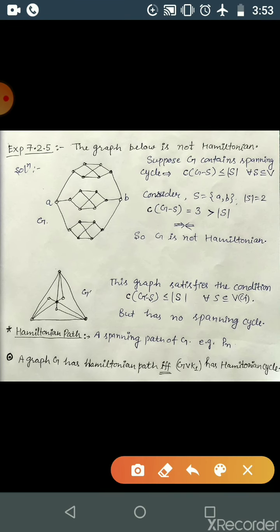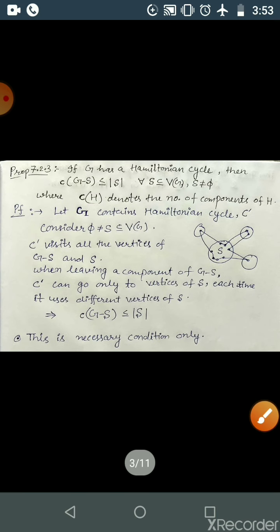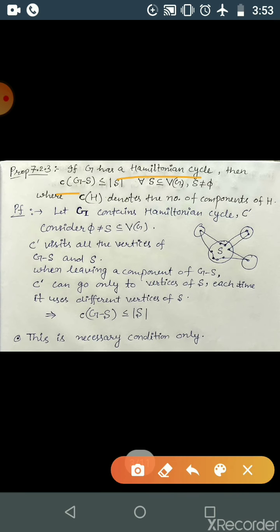You have to determine whether this graph is Hamiltonian or not, and actually this is not. This graph is not Hamiltonian. Suppose this is Hamiltonian, then it will show this property. For a Hamiltonian graph, the number of components of G minus S is less than or equal to, or you can just say it can be at most, the cardinality of S, correct?